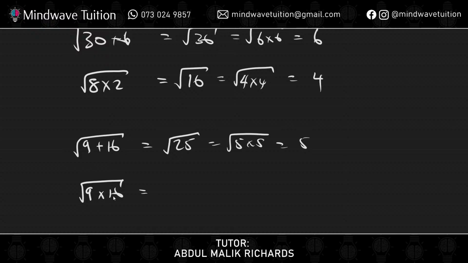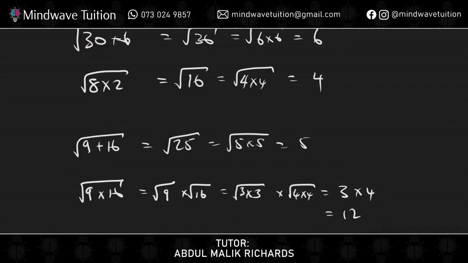you don't have to actually say 9 times 16. You can actually write them separately with their square roots. Only do this for perfect squares though. So the square root of 9 would be 3 times 3, and the square root of 16 is 4 times 4. So now we know that the square root of 9, which is 3 times 3, is 3, and the square root of 16 is 4, and 3 times 4 is 12. So yeah, that is square roots.